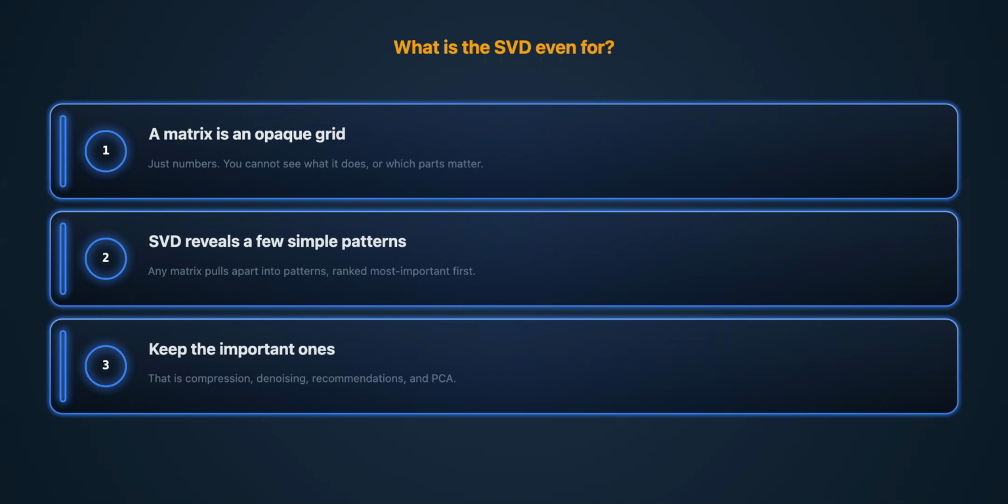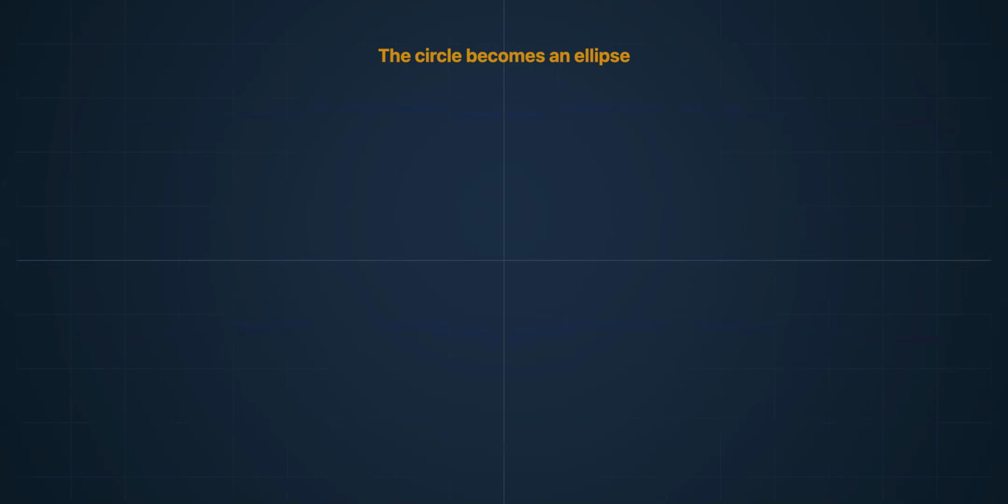Throw away the unimportant ones and you compress images, clean up noise, and power recommendations. That is the whole payoff. But what does that even mean? Start with a circle. Eigenvectors cracked open square, well-behaved matrices. But most matrices out in the world are not symmetric, not even square, and eigenvectors quietly give up on them.